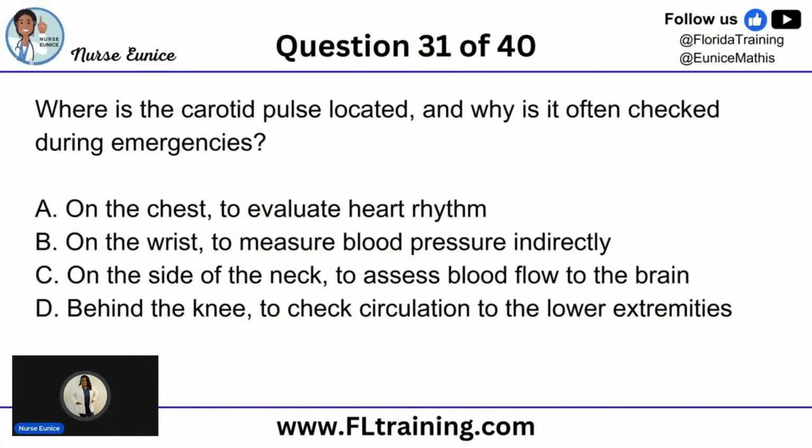All right, question 31. Where is the carotid pulse located, and why is it often checked during emergencies? So why during an emergency, why don't we just check the radial pulse? So is it A, on the chest to evaluate heart rhythm, B, on the wrist to measure blood pressure indirectly, C, on the side of the neck to assess blood flow to the brain, or D, behind the knee to check circulation to the lower extremities?